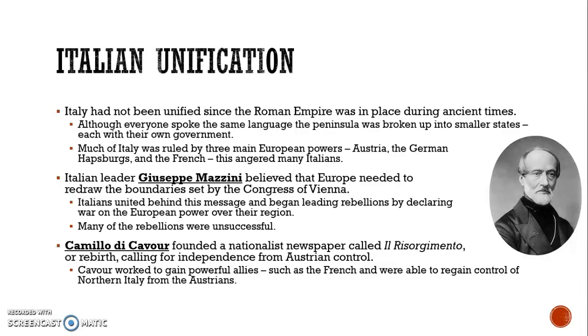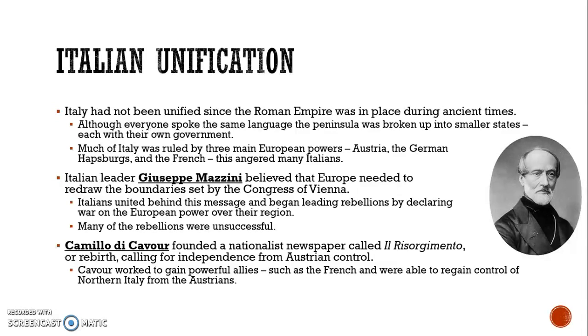Italian leader Giuseppe Mazzini believed that Europe needed to redraw the boundaries that were set by the Congress of Vienna, mainly looking at Italy. The Italians united behind this message and began leading rebellions by declaring war on the European power over their region. A lot of the rebellions were unsuccessful. Overall, they were successful, but we'll talk about that in just a minute.